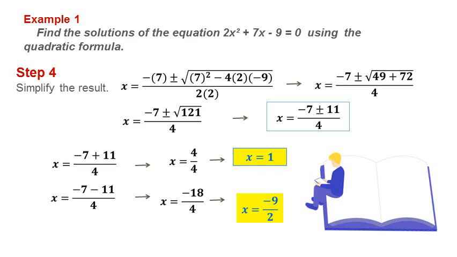Then x is equal to negative 7 minus 11 over 4. So we have x is equal to negative 18 over 4. So negative 18 came from negative 7 plus negative 11. That's why we have negative 18 over 4 here. So reduce to lowest term. So x is equal to negative 9 over 2.